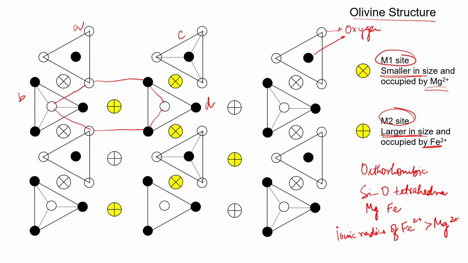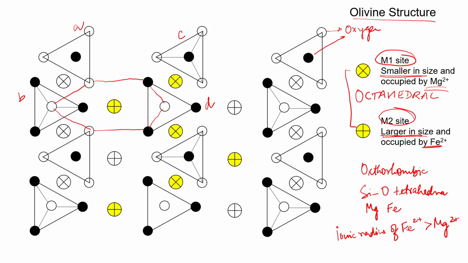So here, in case of olivine, the M1 and M2, they both are octahedral sites, and these octahedral sites are housed by the smaller one, Mg2 plus, and the larger one, Fe2 plus. And remember that this hexagonal array will not be a perfect hexagonal, it will be a distorted octahedron. Okay, so here what did we see?